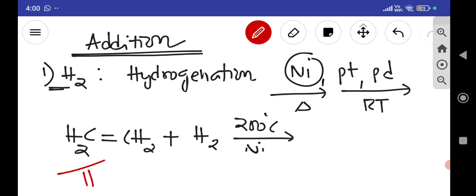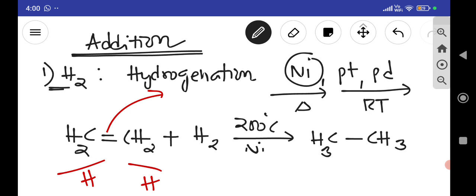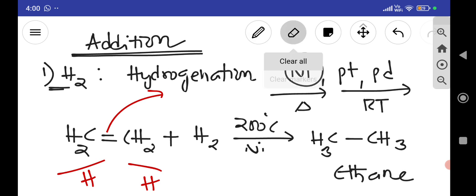One hydrogen is added here, another hydrogen is added here by the removal of the double bond. So what is the product obtained? CH2 plus H gives CH3. On the other side also you are getting CH3. Hence the product obtained is ethane. So this is about hydrogenation, the first addition reaction.